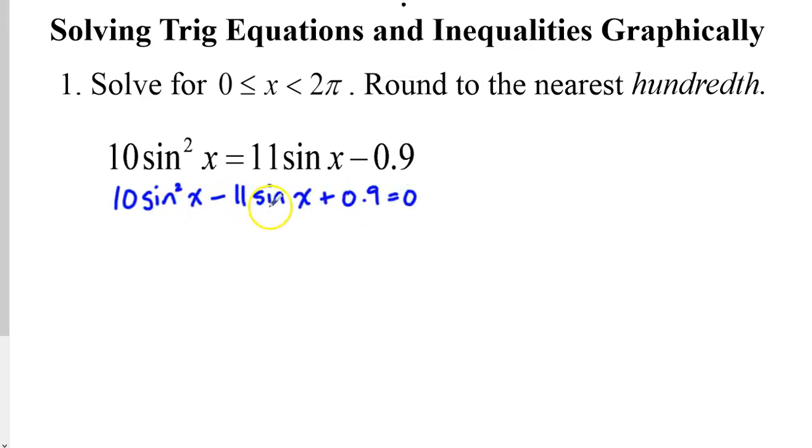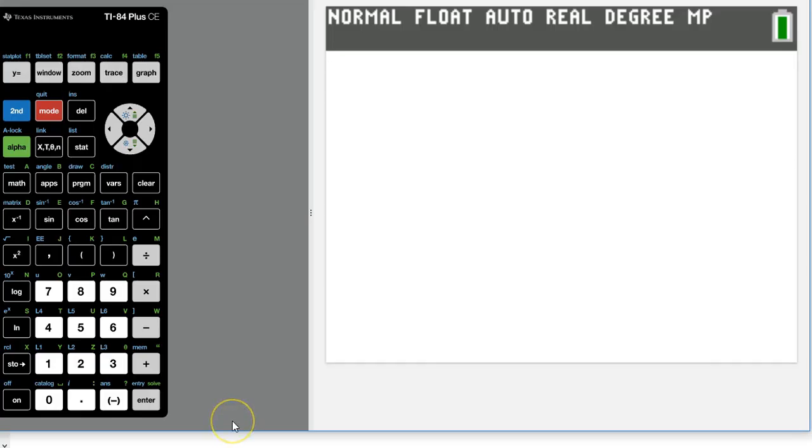Okay, now that we've got all the terms on one side, we're basically going to put this into y1. Graph this like y1 equals, and we're going to look for when the function equals 0. So I'm not really going to have two equal signs on the same thing. We're basically saying I'm going to put the left side into y1 and see where it equals 0. So let's go to our graphing calculator first and accomplish this.